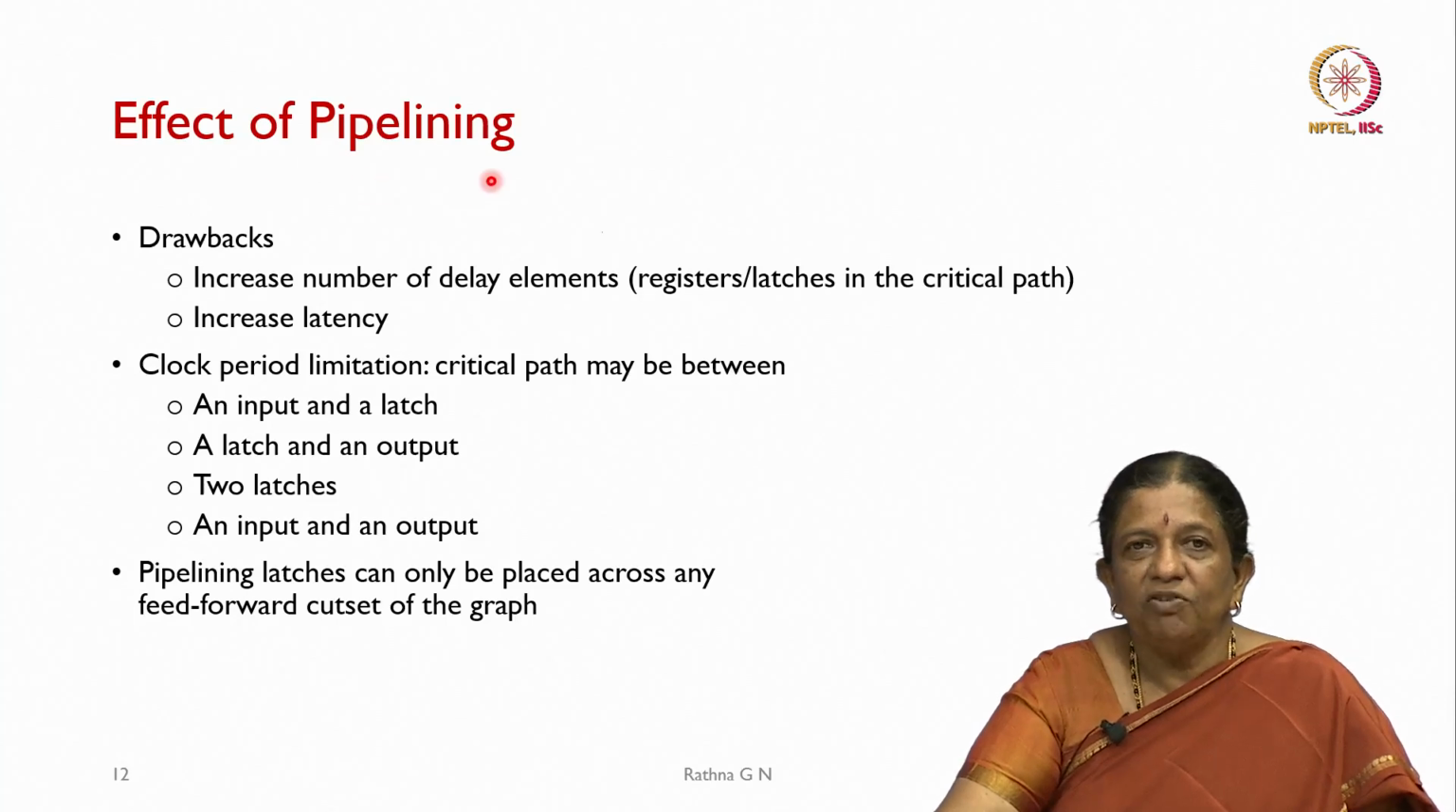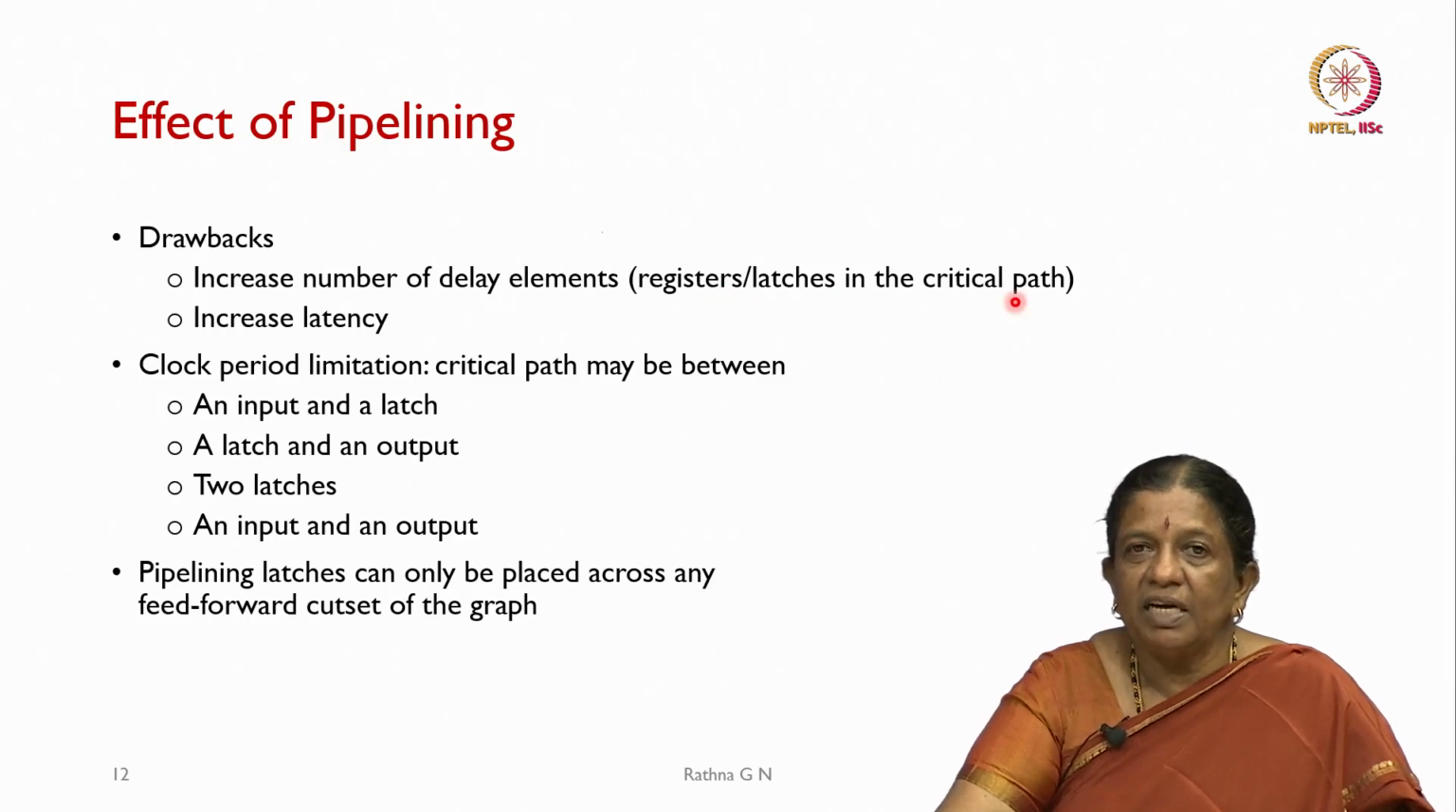We will see the effect of pipelining. What are the drawbacks? We will be increasing the number of delay elements, which we call registers or latches, in the critical path. This is a hardware addition that we have to provide. This causes an increase in latency. Then there is the clock period limitation, we will see it.